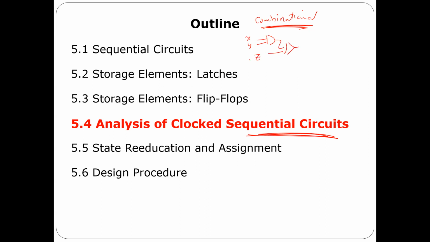I see this is Z. This is a combinational circuit, right? So in order to get the relation between the output and the input, the way we did it is, you can make a truth table. That's what we did, a truth table.